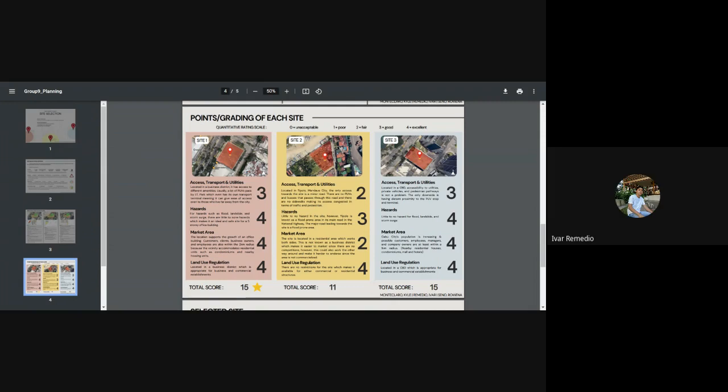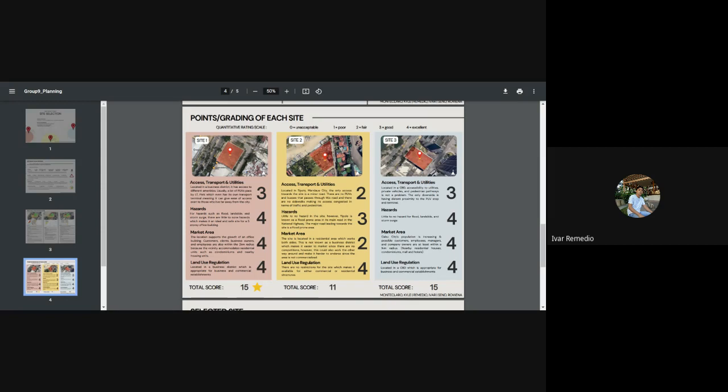For the second site, I gave a 2 for access, transport, and utilities since the only road leading to this site is a minor road, there are no PUVs or public transport in the area, and there is also no sidewalk. Then for the hazards, I gave this a 3 because Tipolo is known as a flood-prone area, although there are no life-threatening hazards in the site. The flood is to be considered.